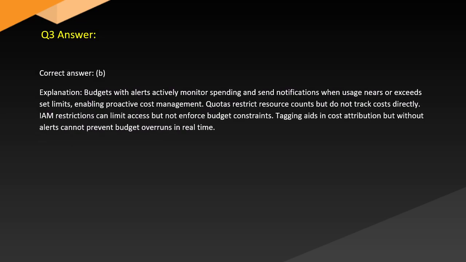Answer. Correct answer: B. Explanation. Budgets with alerts actively monitor spending and send notifications when usage nears or exceeds set limits, enabling proactive cost management. Quotas restrict resource counts but do not track costs directly. IAM restrictions can limit access but not enforce budget constraints. Tagging aids in cost attribution but without alerts cannot prevent budget overruns in real time.